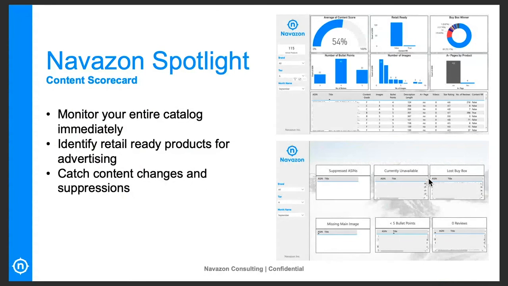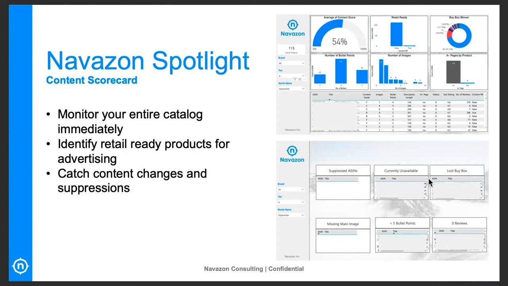The next product is the Navazon Spotlight, which is our content scorecard. And why? Because your brand is important. If your company is a person, your brand is your reputation. It's what you wear, it's what you say, it's what others say about you. So we set up this product so that you can understand what your brand looks like to the customer.